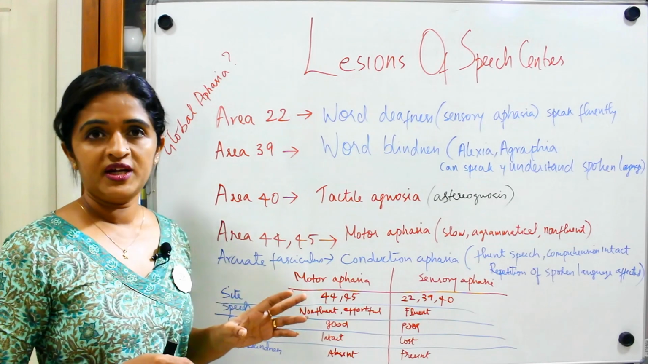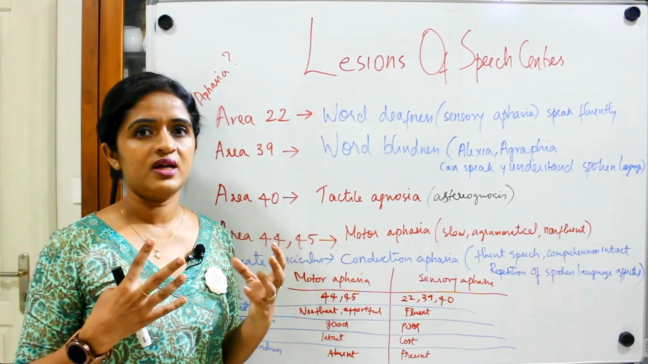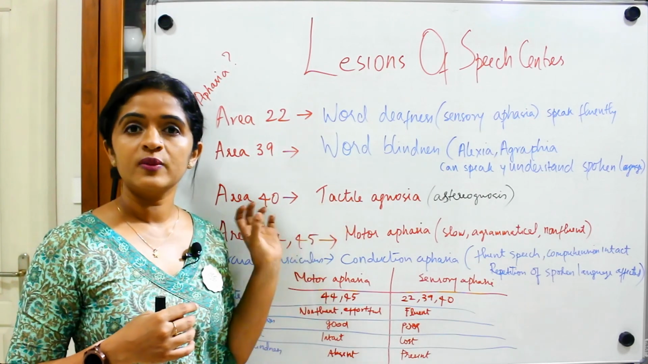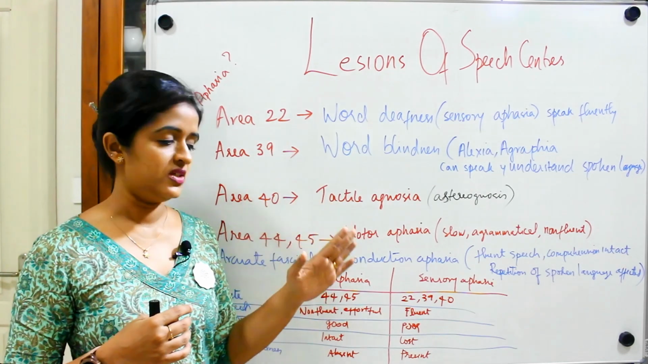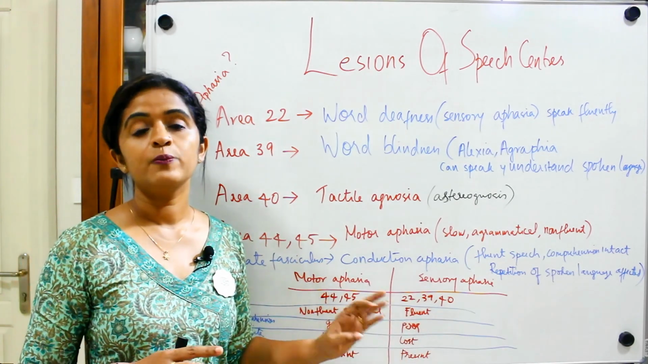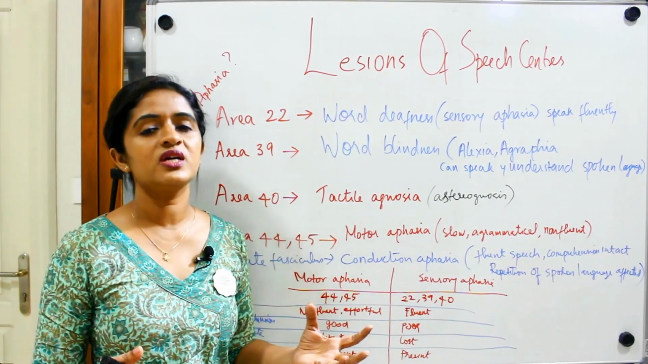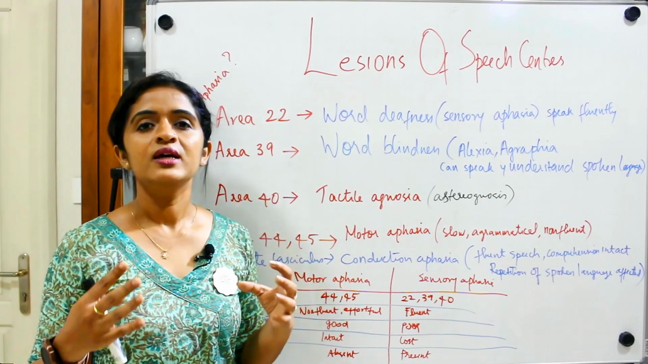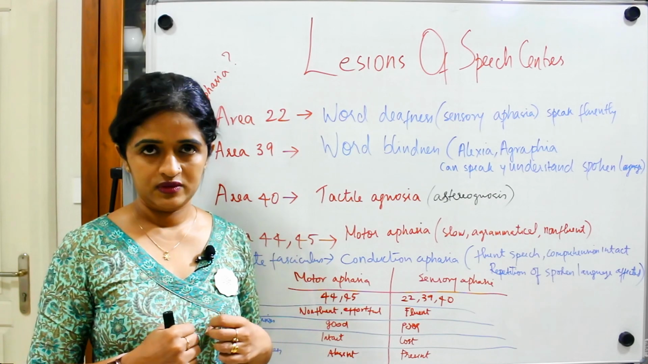What about comprehension? Comprehension means understanding a language. So in motor aphasia, only the motor part is affected. The sensory part is not affected. So the comprehension will be very good. But in sensory aphasia, the comprehension, the ability to understand, will be poor, because the ability to understand is controlled by the sensory areas of speech.